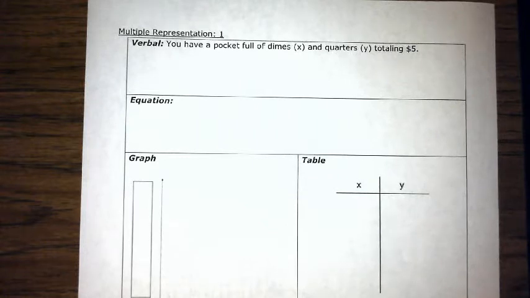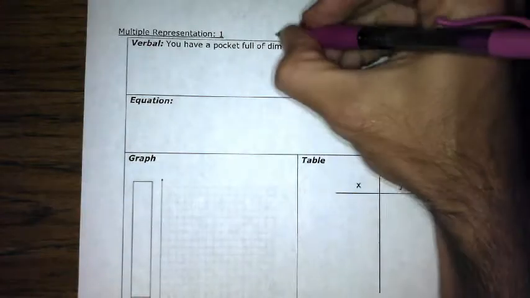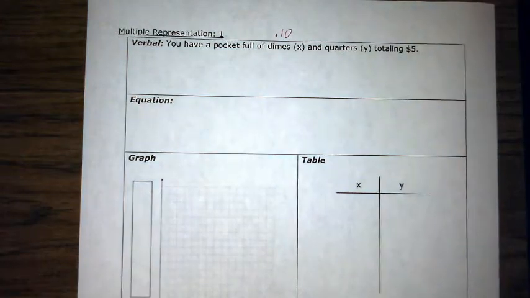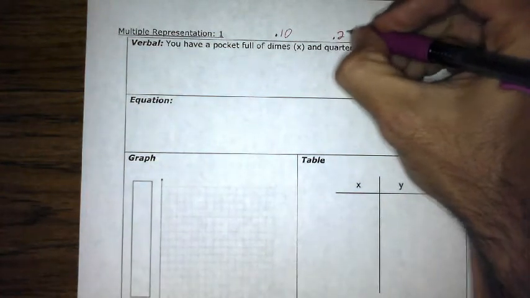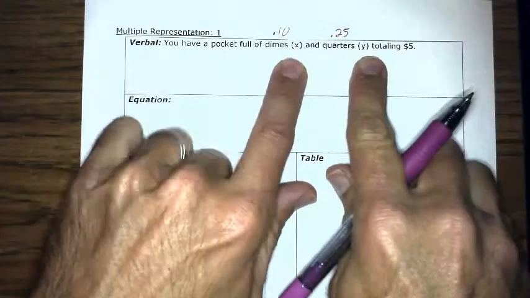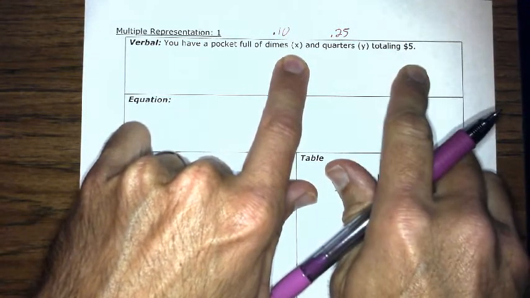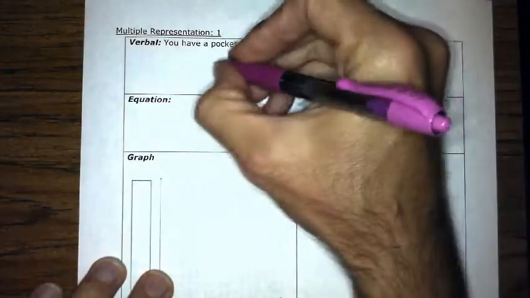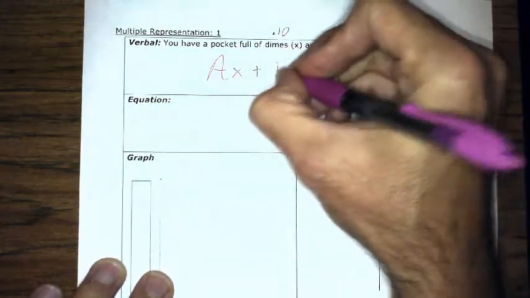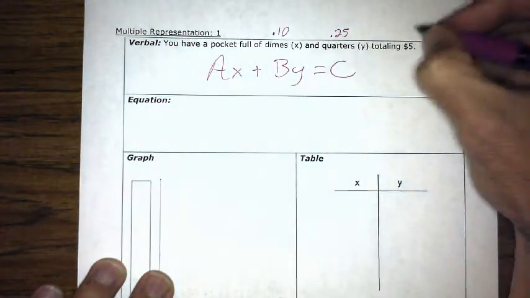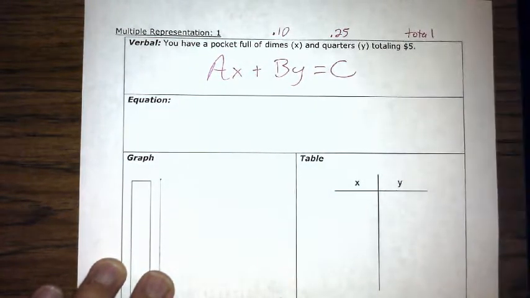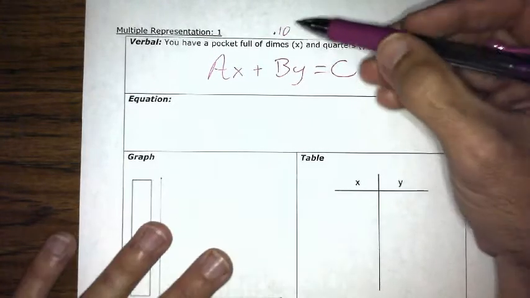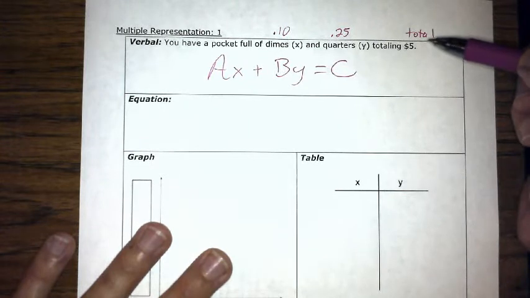Okay, so first things first, let's read it. You have a pocket full of dimes. Okay, well, we remember from our previous question, dimes is 10 cents, quarters is 25 cents, and you guys see it's giving me an x and a y and a total, okay? So I know I'm going to be using ax plus by equals c, right? Because there's my total right there, okay? Now, we've already identified our a, b, and c term, right? So when you're coming down here, just plug them in.